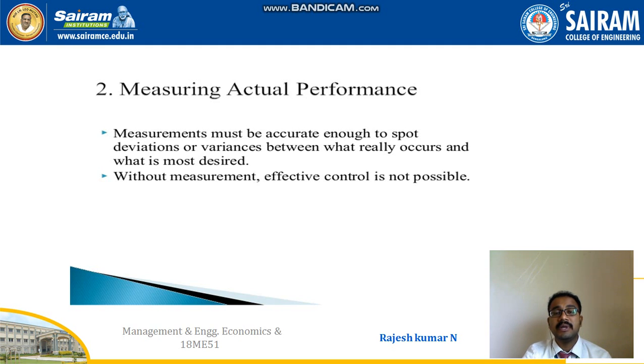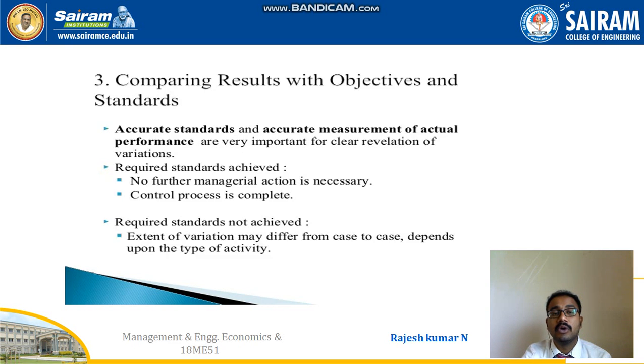Measurements must be accurate enough to spot deviations, or variances, between what really occurs and what is most desired. Without measurement, effective control is not possible. Moving to the third step, comparing results with objectives and standards. Accurate standards and accurate measurement of actual performance are very important for clear revelation of variations.